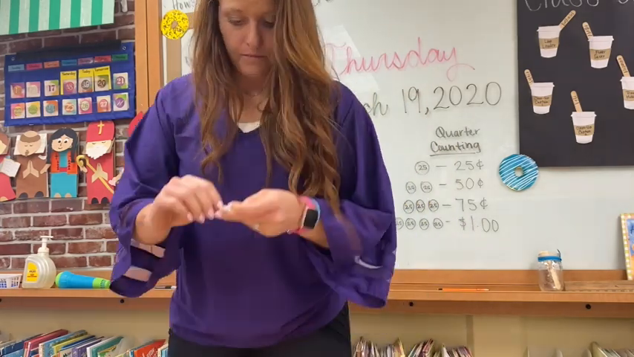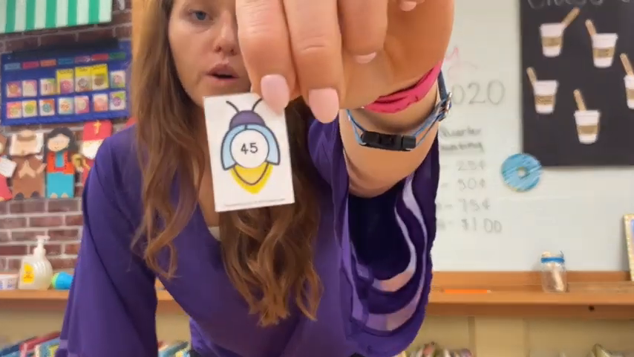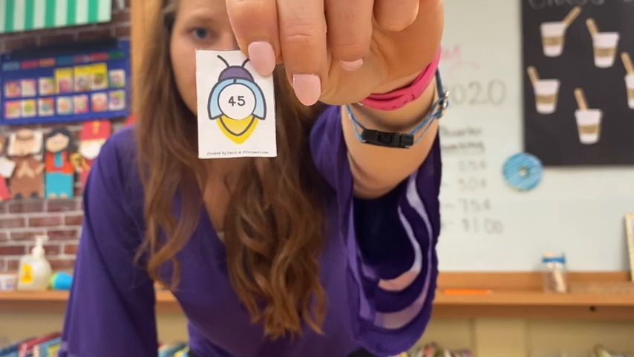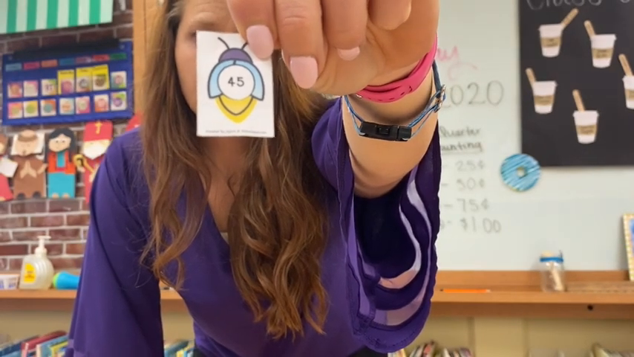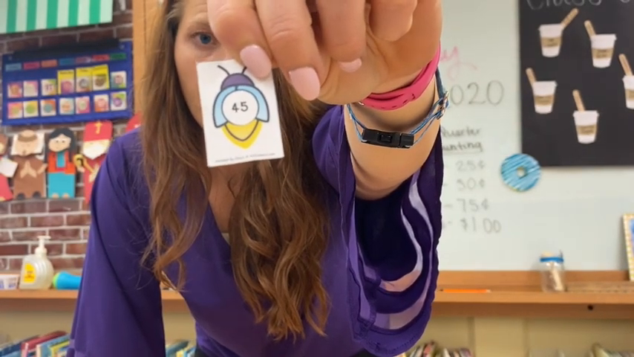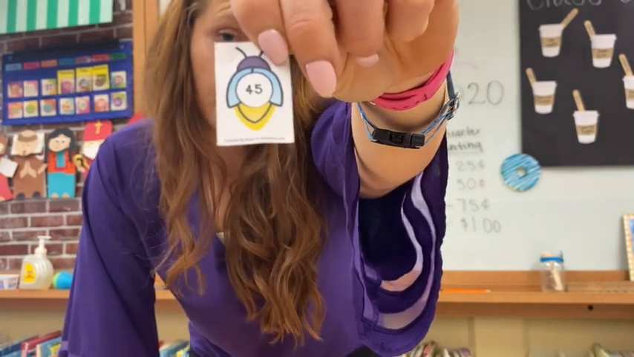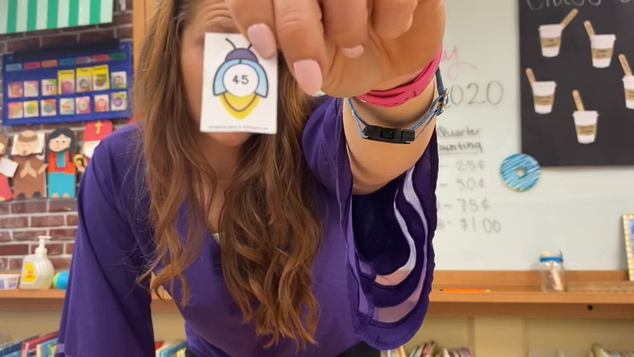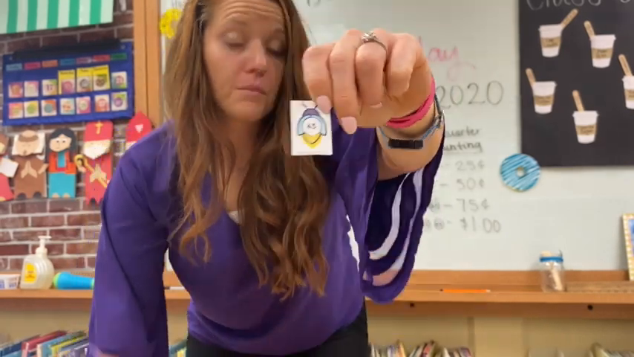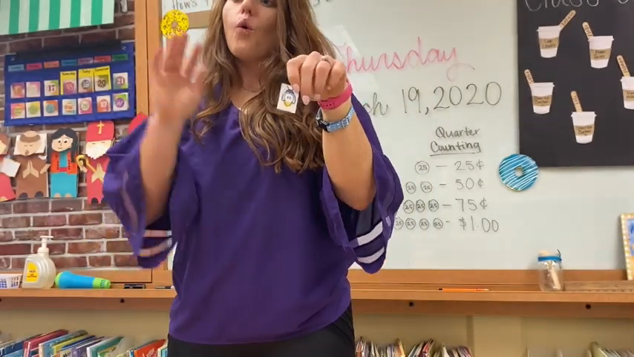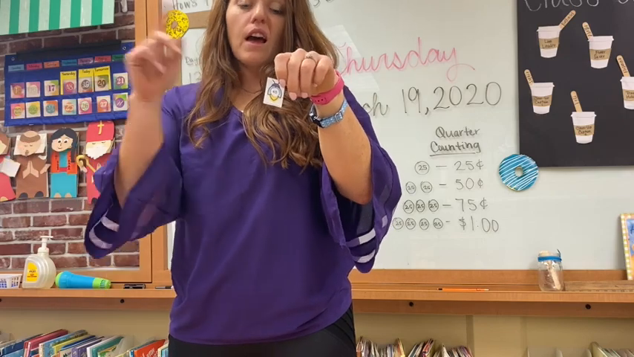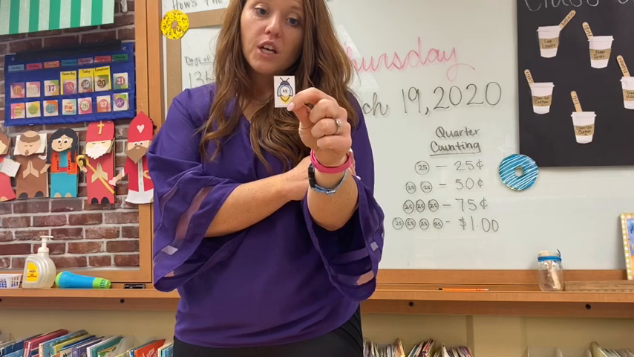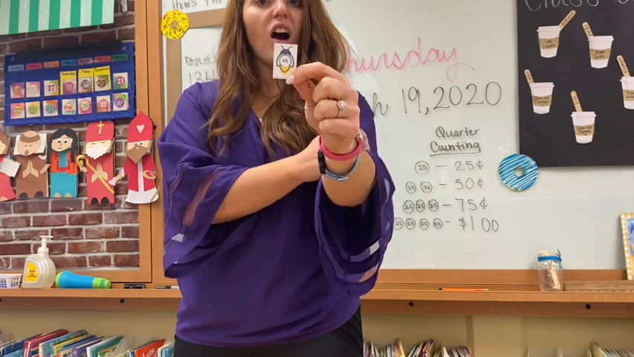Let's try this one. Is 45 even or odd? Are you looking at the 5? 5 is an odd number because if I had 5, one person would get 3 and one person would get 2, and that's not the same amount. So 45 is an odd number.